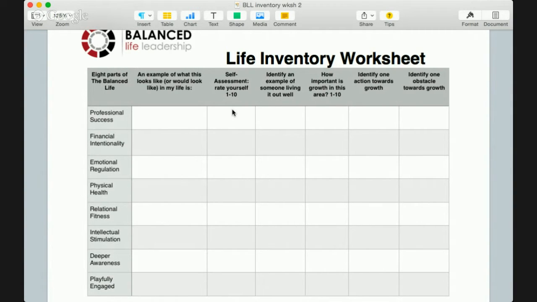The next column is to identify one action step towards growth in that category. And that's where you're going to begin to list your action steps towards personal growth. And then the last column, identify one obstacle towards your growth. That's where we want to start being very clear. We don't want to get sucker punched by anything. We want to be very clear of what are those excuses or reasons or obstacles that keep us from moving forward, so we can make a way to get through those and become people who are doing the things we want to be doing and not allowing obstacles or roadblocks to stop us any longer.